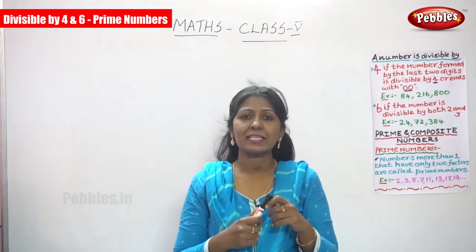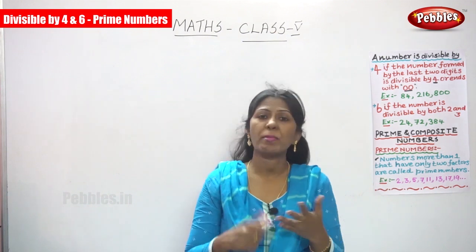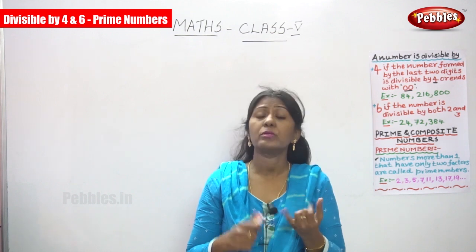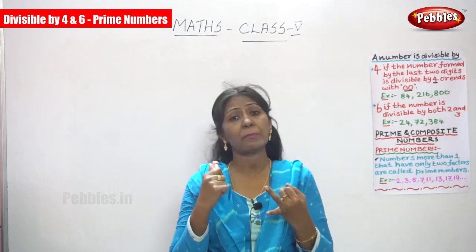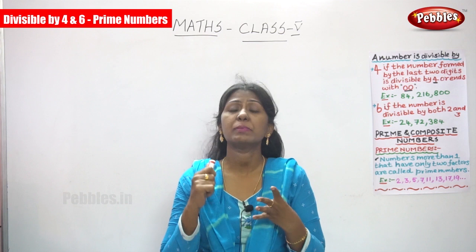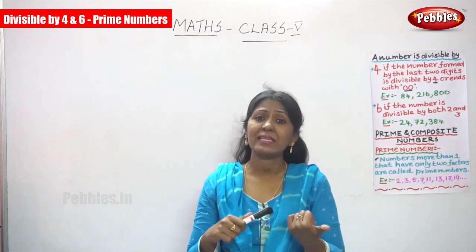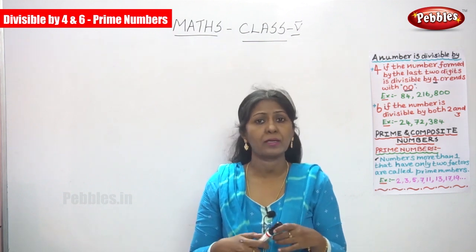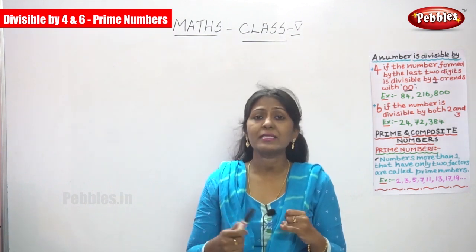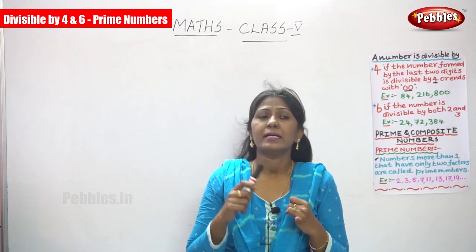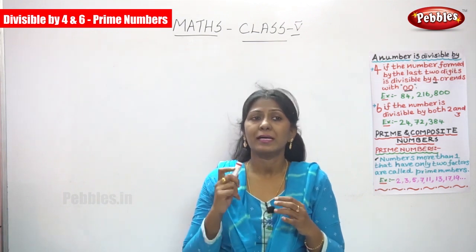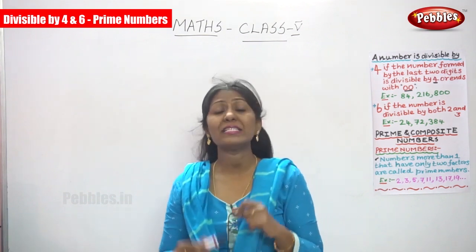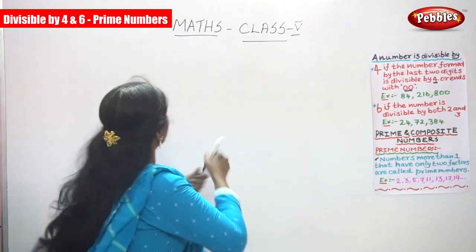So in the last class we have seen factors, common factors, and rules of divisibility: divisible by 2, divisible by 4, divisible by 5, divisible by 10, divisible by 3 and 9. In today's class we are going to continue the same topic. The next ones are divisible by 4 and divisible by 6. First we are going to see divisible by 4.